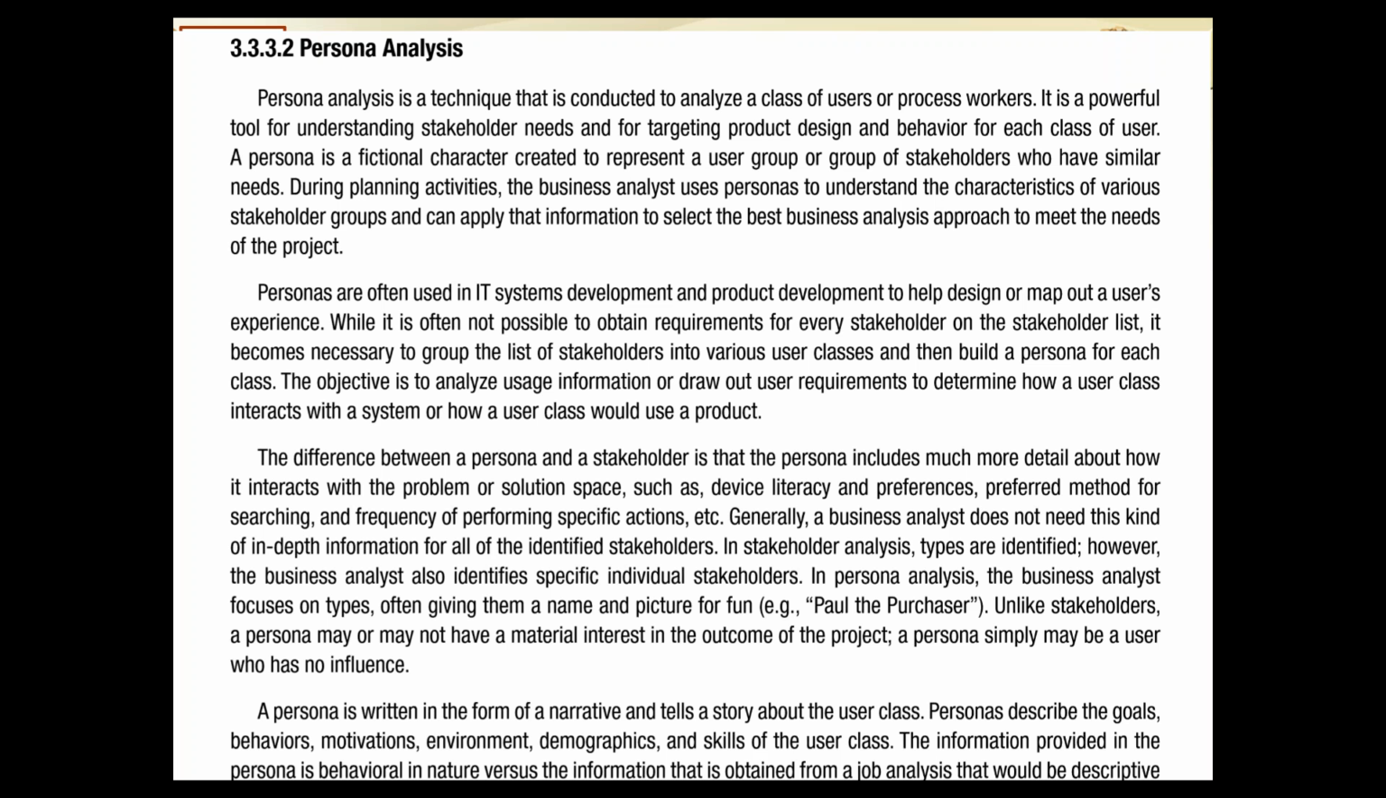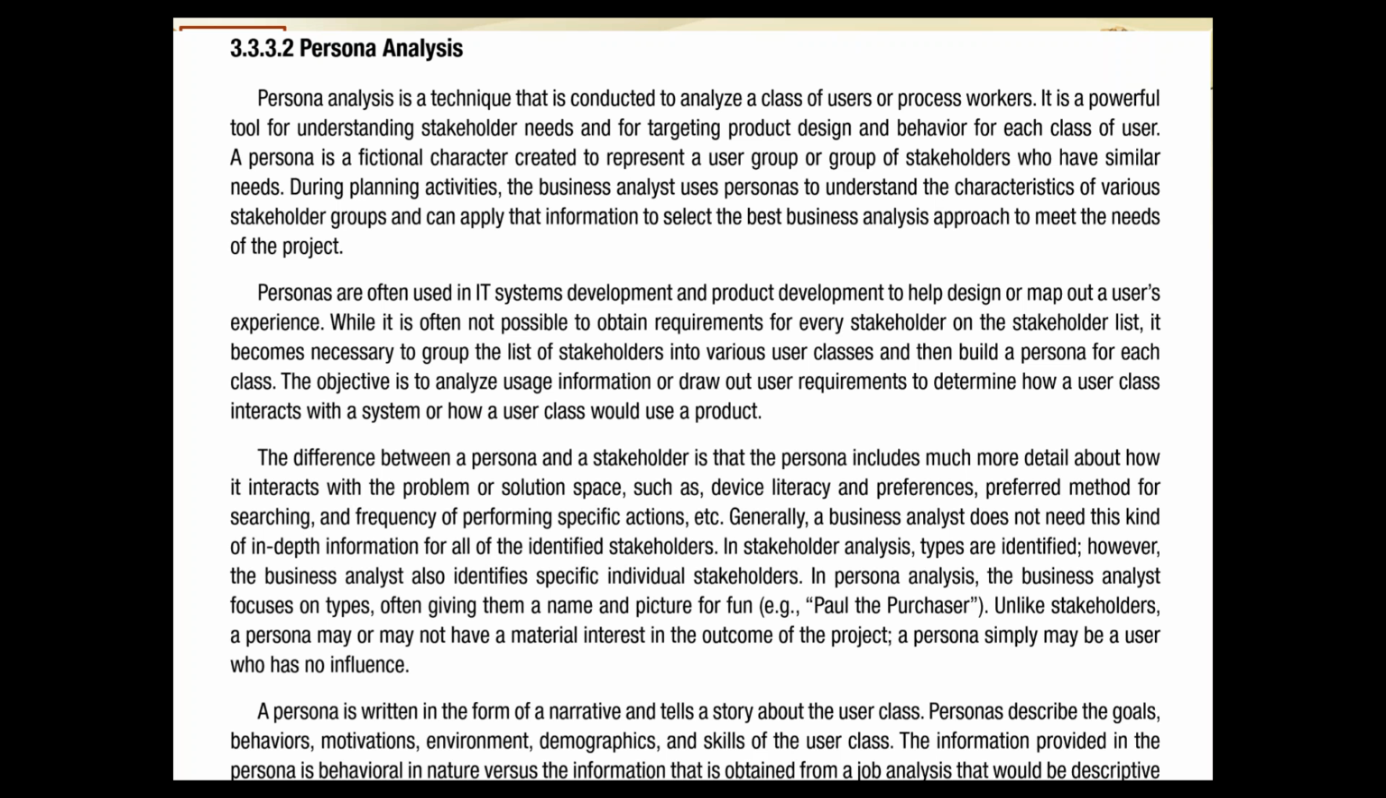It becomes necessary to group the list of stakeholders into various user classes and then build a persona for each class. So those are user classes, which we call the classification or categorization of the stakeholders, and the name of each group is called persona. The objective is to analyze usage information or draw out user requirements to determine how a user class interacts with the system or how a user class would use a product.